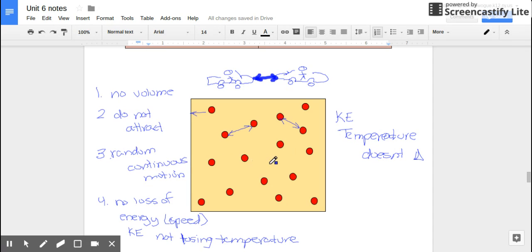gas. Now, are there any perfect gases in existence? Are there any gases that have no volume, that do not attract each other, that have random, continuous, straight line motion? That means they go on forever and ever, and they never change. And then no loss of energy or speed. Well, this doesn't happen. This only happens in what we would call an ideal gas.